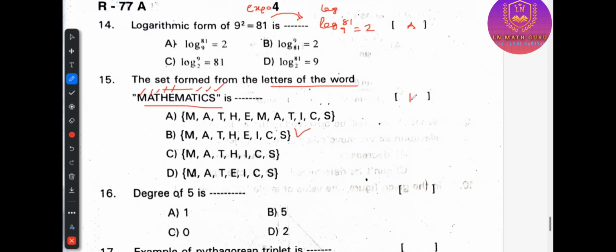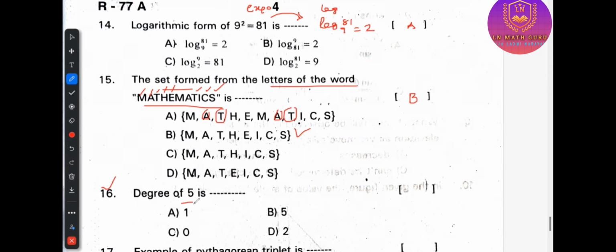So we can take option B as the correct one, because in the first option A, the letters T are repeated, A also repeated. In sets, elements cannot be repeated. That's why we can choose option B, which covered all the letters of the word mathematics.